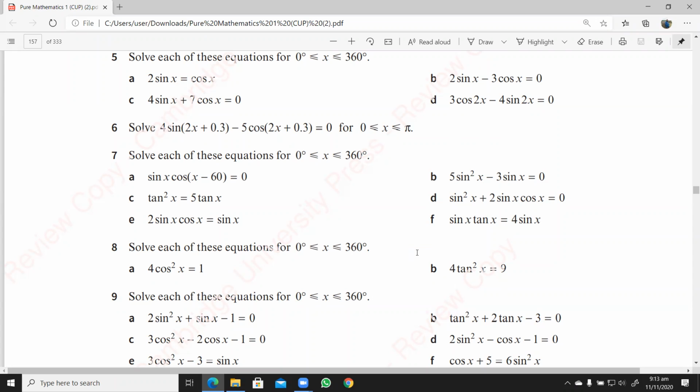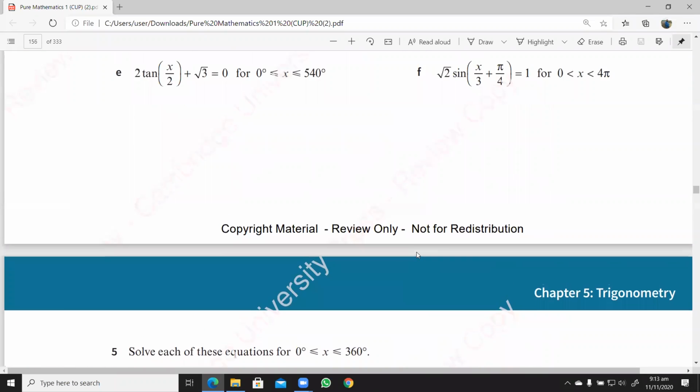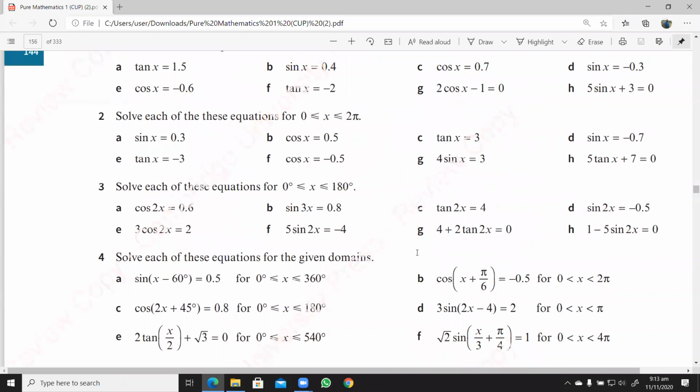Okay, guys, we are going to move forward into this topic of trigonometry. Now we are on to trigonometric equations. You must see that before this, we have covered this segment of the trigonometric equations.